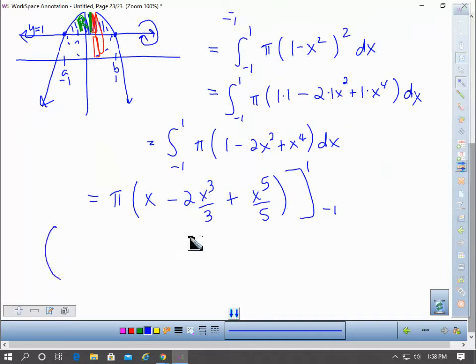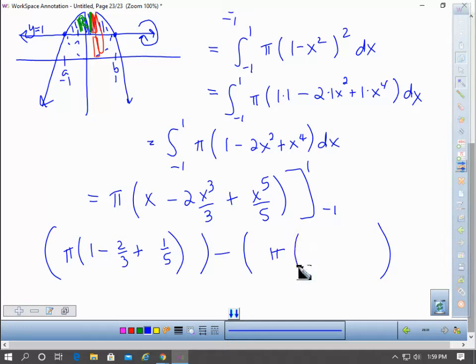So now I do the fundamental theorem of calculus. So I'm going to plug a 1 in first, which those are my right limits this time. All right, so I got pi times, plugging a 1 in, it'll be 1 minus, putting a 1 in here, be 2/3 plus, putting a 1 in here, be 1/5. And then now I'm going to put -1 in here. So I've got this pi. Got this pi here.